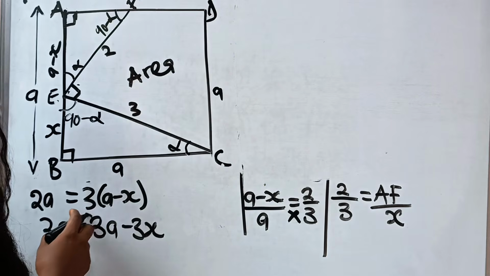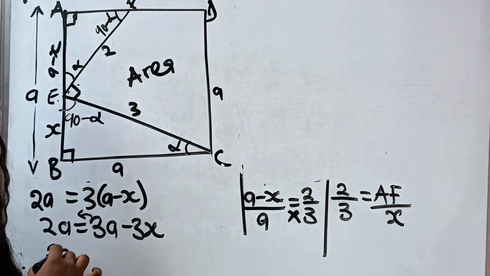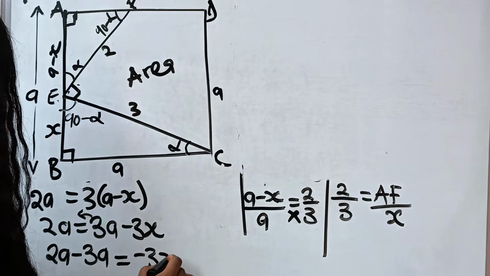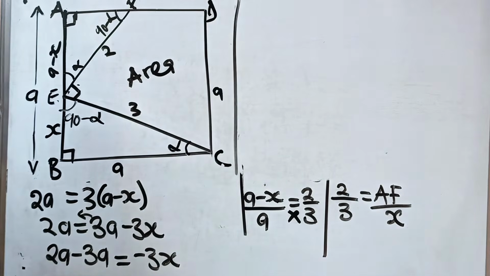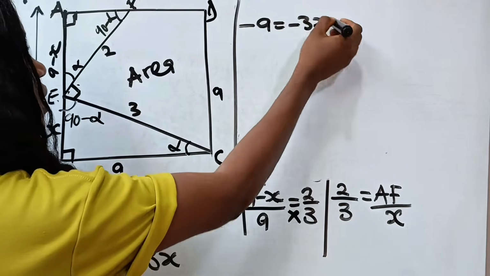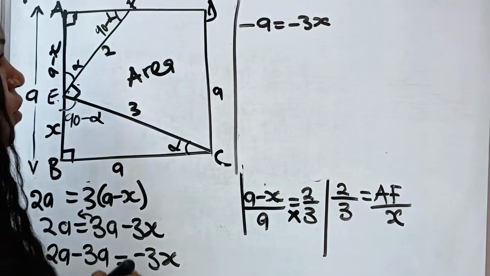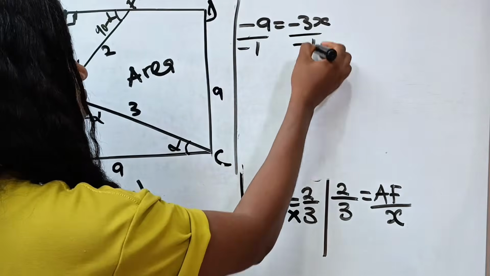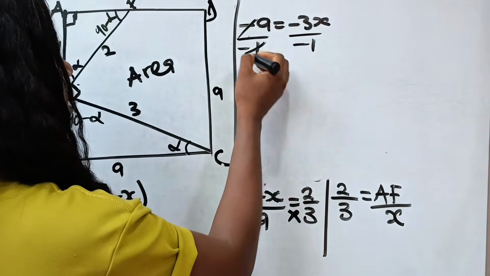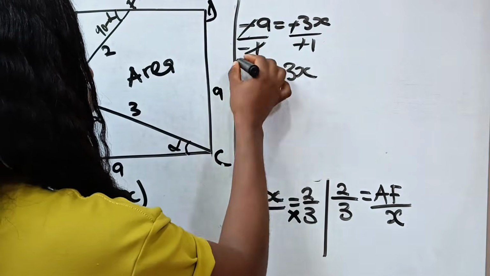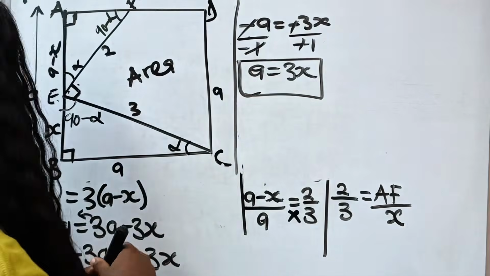Now, if we transfer this to this side, we have 2A minus 3A is equal to minus 3X. Now, 2A minus 3A will give us minus A. Minus A is equal to minus 3X. Now, if we decide to divide both sides by -1 and -1, we will have that A is equal to 3X. Okay, very important. A is equal to 3X.